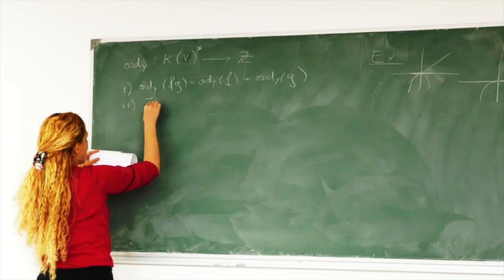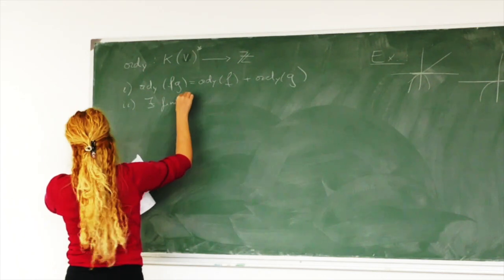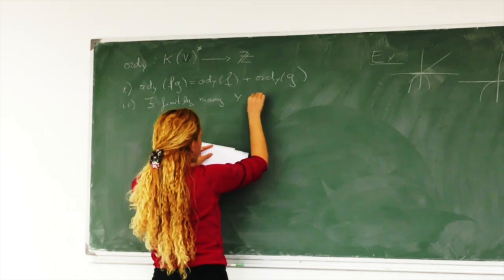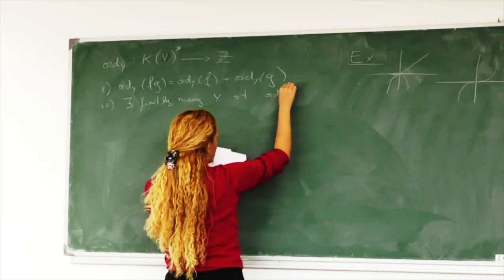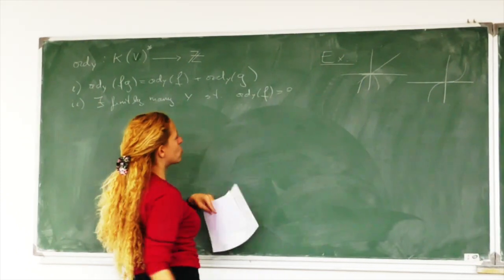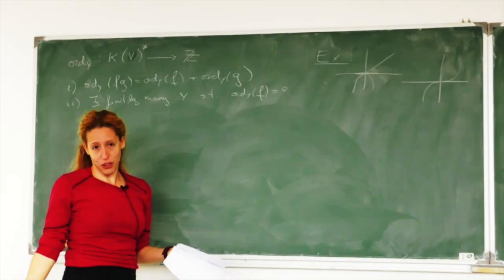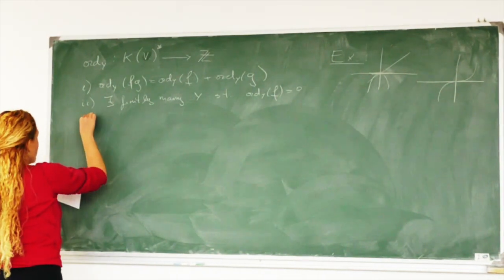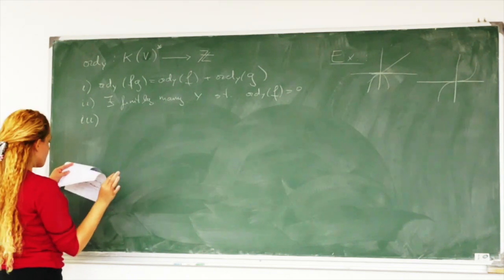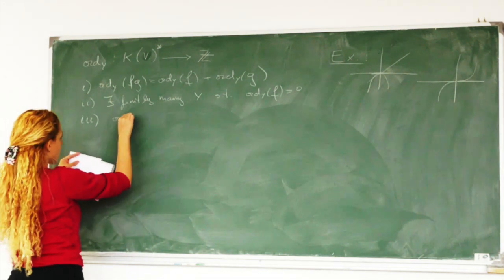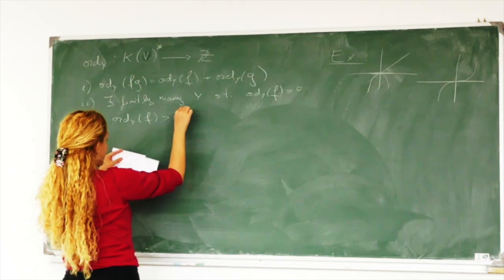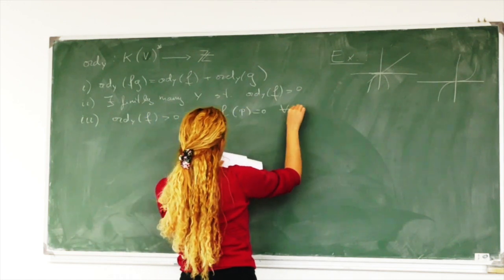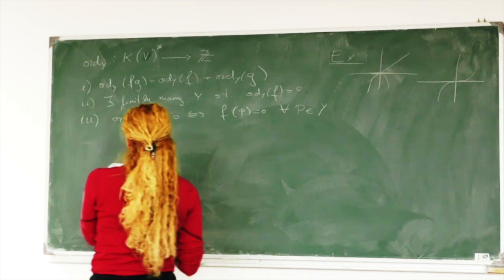We also have that there exist only finitely many closed varieties of codimension 1, Y, such that the order is greater than 0. I mean, this is just saying that a function has a finite number of zeros. It's much easier said like this, right? If it is not constant, the order is greater than 0 if and only if, as I said, the function is equal to 0 on all the points of the subvariety.